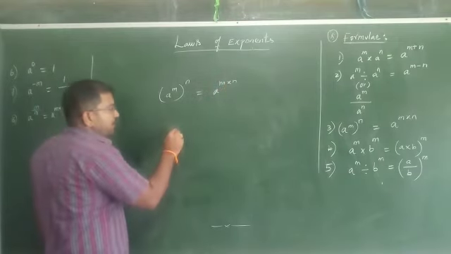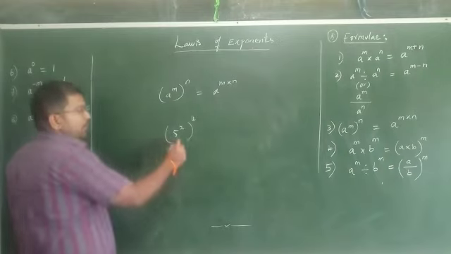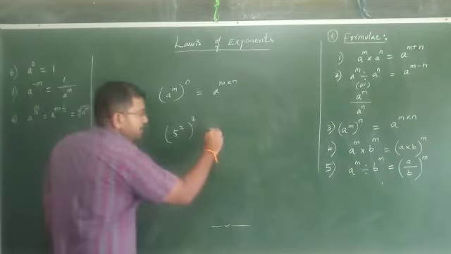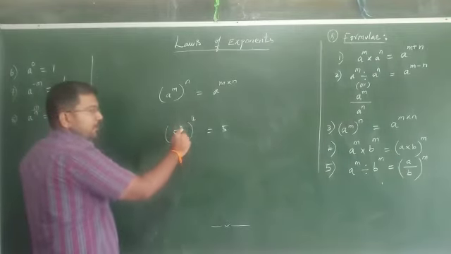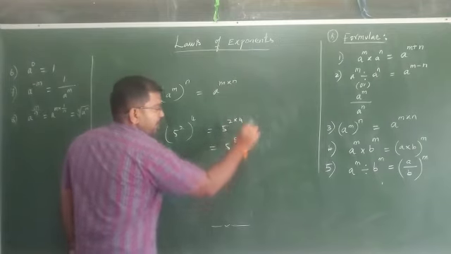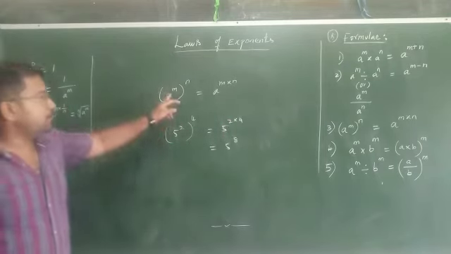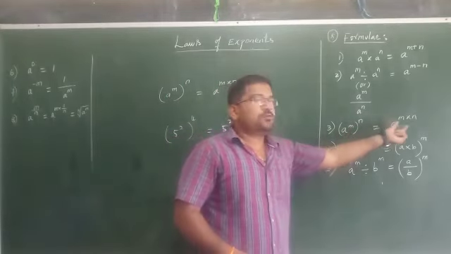Small example: 5 square the whole power 4. 5 is the base and we have to multiply the powers, 2 into 4. So it is nothing but 5 power 8. Understood? The third law is power to the power, which means we have to multiply.